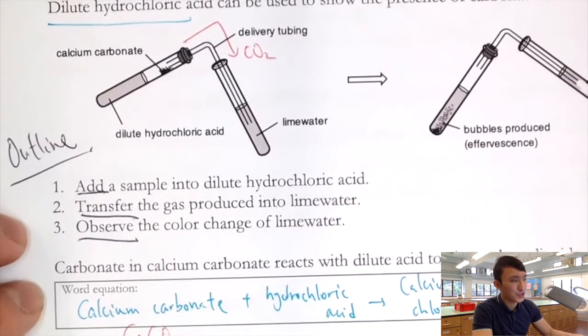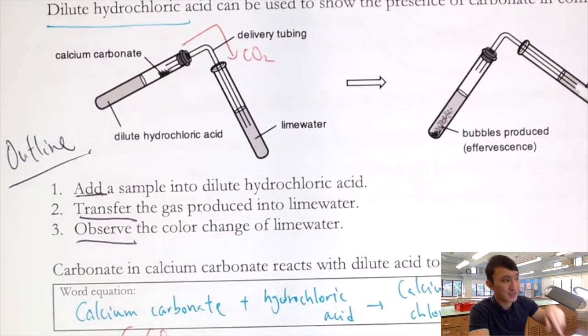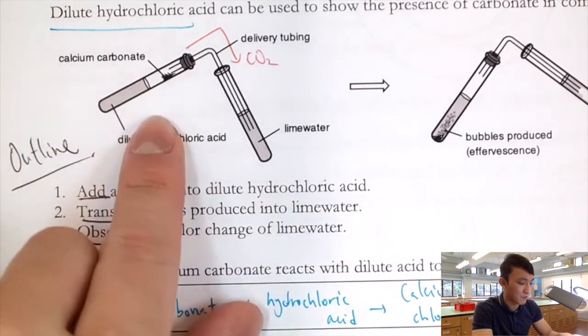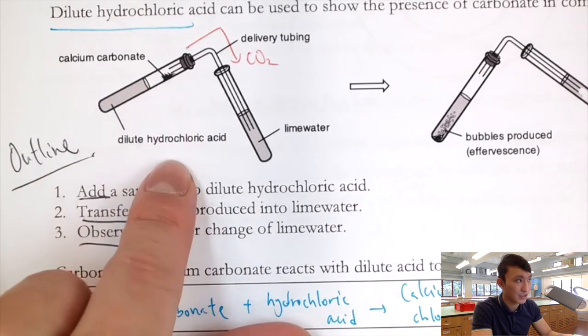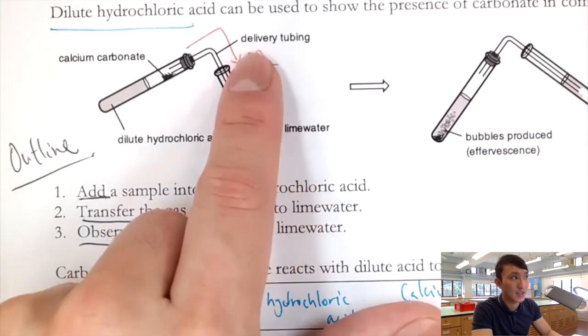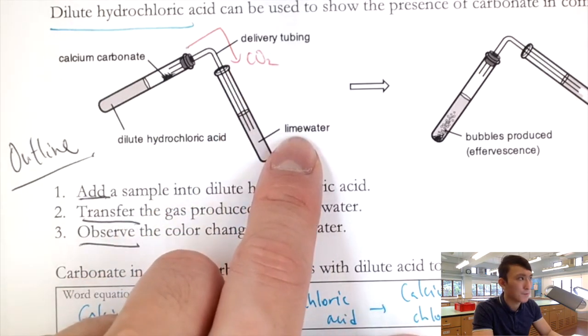Now down here we have two word equations, because in this particular test we have two chemical reactions going on. First of all is the reaction between calcium carbonate and hydrochloric acid. And then the other reaction is between carbon dioxide and lime water. Okay, both of these equations you need to know how to write down.